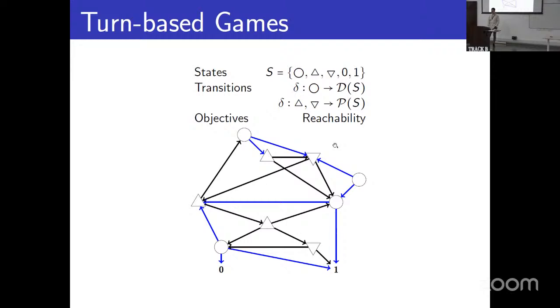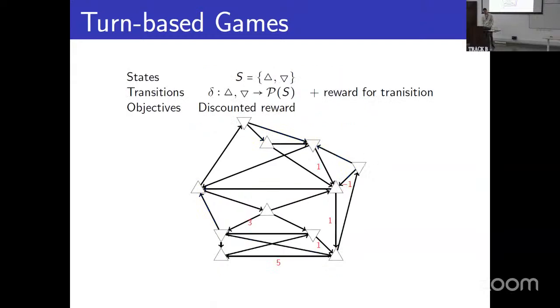Then we can have different objectives. The classical, simplest one is reachability. There is one state that the maximizer wants to reach, and the other one is 0, which the minimizer wants to reach, or the minimizer also wants to stay in the graph forever. That's the setting, and we will also work in a similar setting, which is the discounted sum.